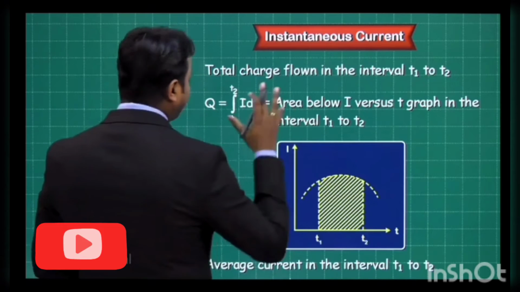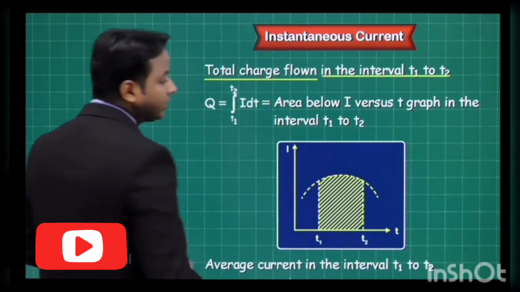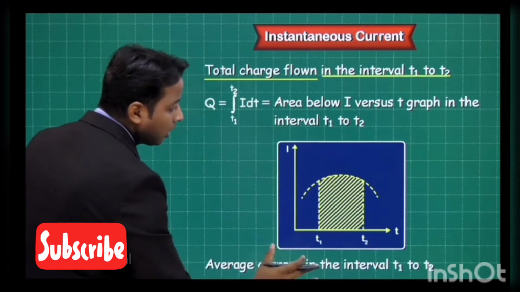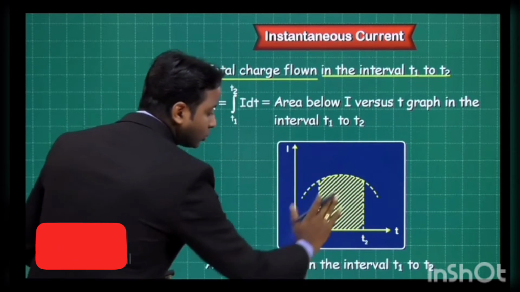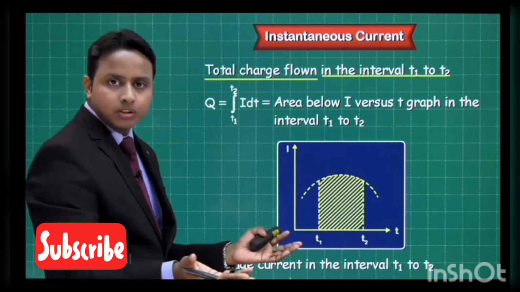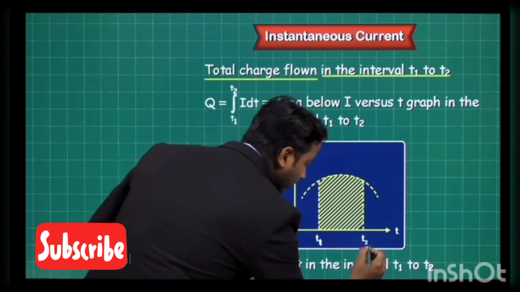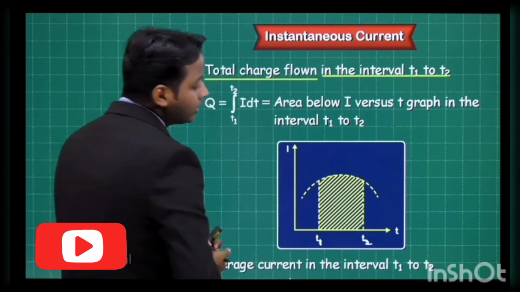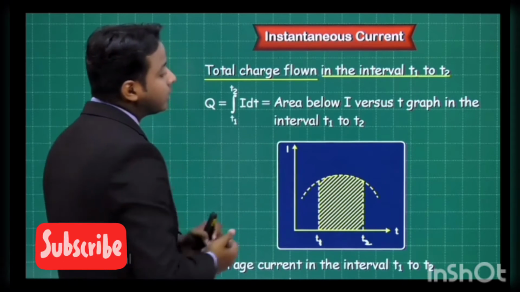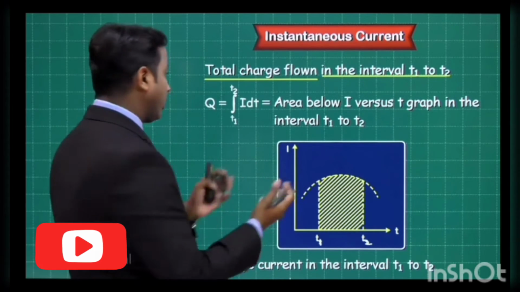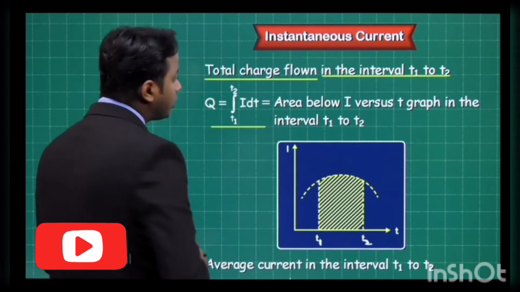Let's see that. Let's suppose we need to find the total charge flown in the time interval t1 to t2. So if I draw a graph between current versus time, let's suppose this is the graph, and these are the different zones of t1 and t2. I hope this is very clear to you. Now in this diagram, clearly this point is t1 and this point is t2. Now we need to find the total charge which has flown in the circuit in this given interval. Now clearly from the previous knowledge we know that Q is given as the integration from t1 to t2 of I dt.